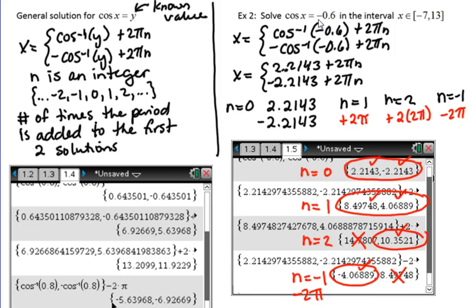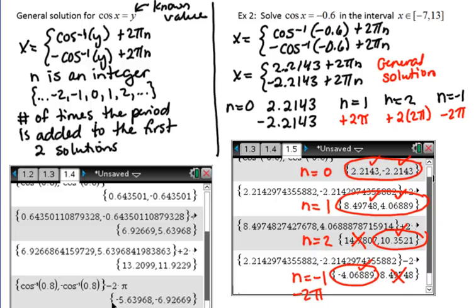Now, we're probably not going to be solving too many equations that are just cosine, but you will need to know how to write this general solution. And once we have the general solution, we're going to be doing some other things to it to finish solving the problem, and then you will need to generate solutions from the general solution. So this is the general solution for this particular equation, cosine of x equals negative 0.6.